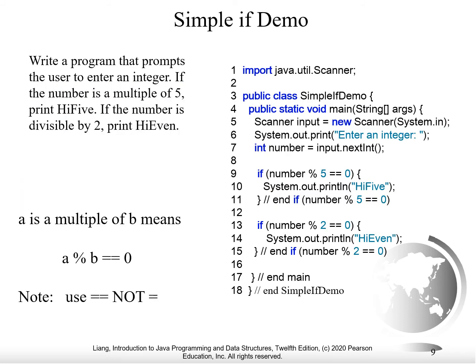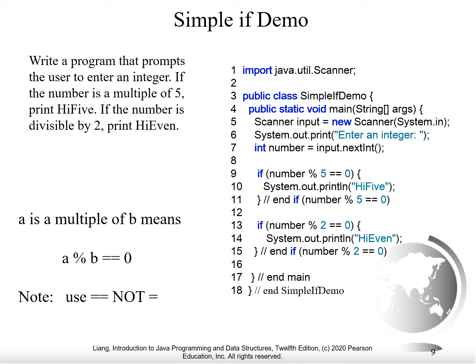In listing 3.2, the user is asked to enter an integer. The program determines if the number entered is a multiple of 5, and if it is, the program displays high 5. Next, the program determines if the number is a multiple of 2, and if it is, it displays high even. You will want to pay particular attention to the use of the remainder operator to determine multiples.